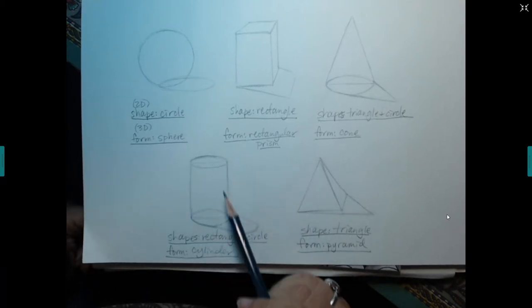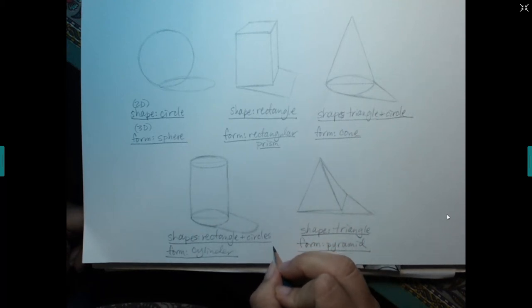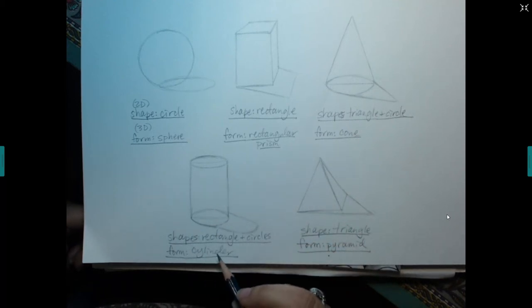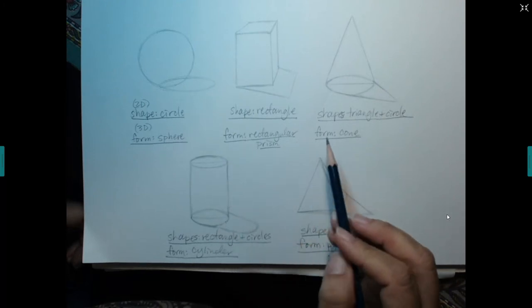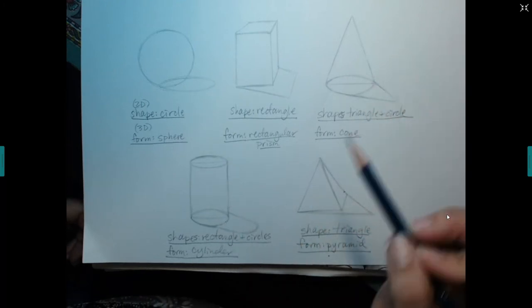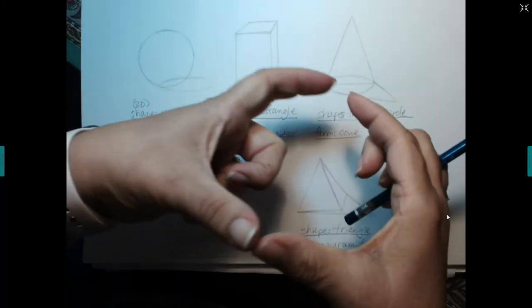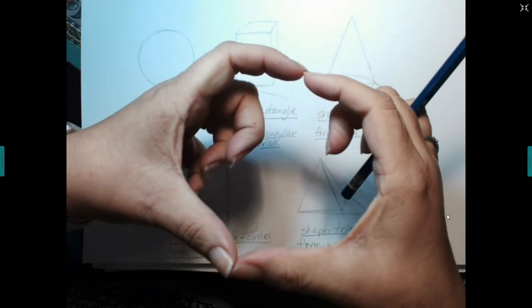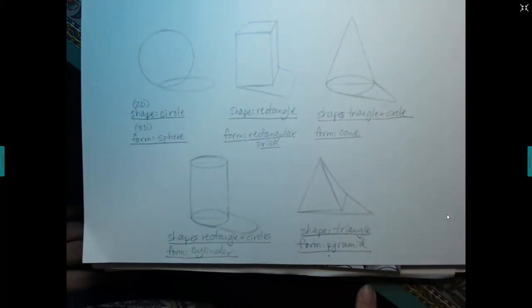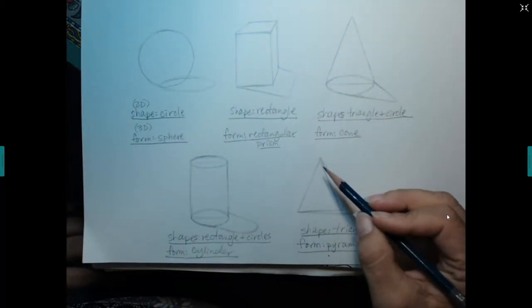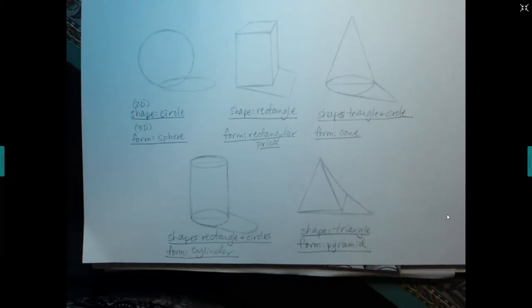Then if we take a rectangle and we add circles, I wrote circle, but it's rectangle plus circles, you're going to get the form of a cylinder. So they have circular bases. And those circles in the case of the cone and the cylinder are going to appear as ellipses, which is what happens when you take a circle and you rotate it and it flattens out. And then last but not least, if you take a triangle and you extrude it into 3-dimensional space, you can get a triangular pyramid.